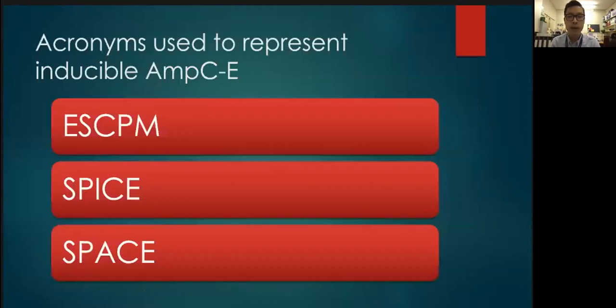A few acronyms have been used to represent these organisms, which may produce AmpCs, such as ESHCM, SPICE, and SPACE. For instance, SPICE: S for Serratia, P for Providencia or Pseudomonas, indole positive Proteus species in I, and Citrobacter in C, and Enterobacter for E.